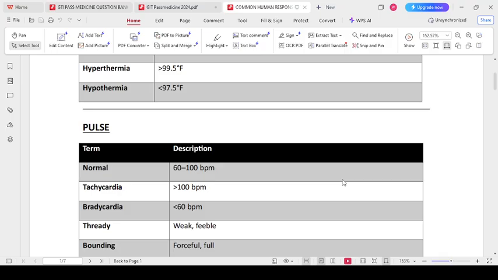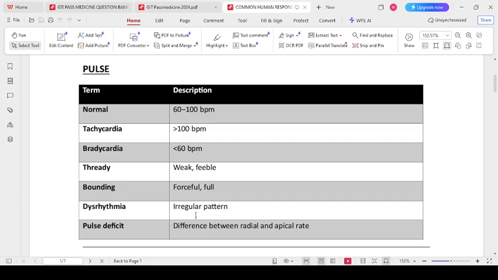Now pulse, what is normal pulse? It's 60 to 100 beats per minute. And what is tachycardia? More than 100. What is bradycardia? Less than 60 beats per minute.